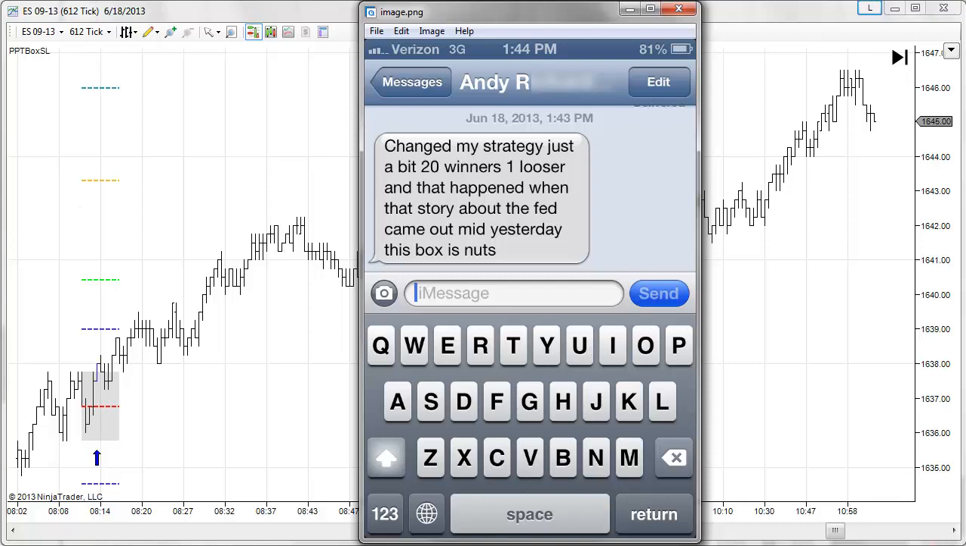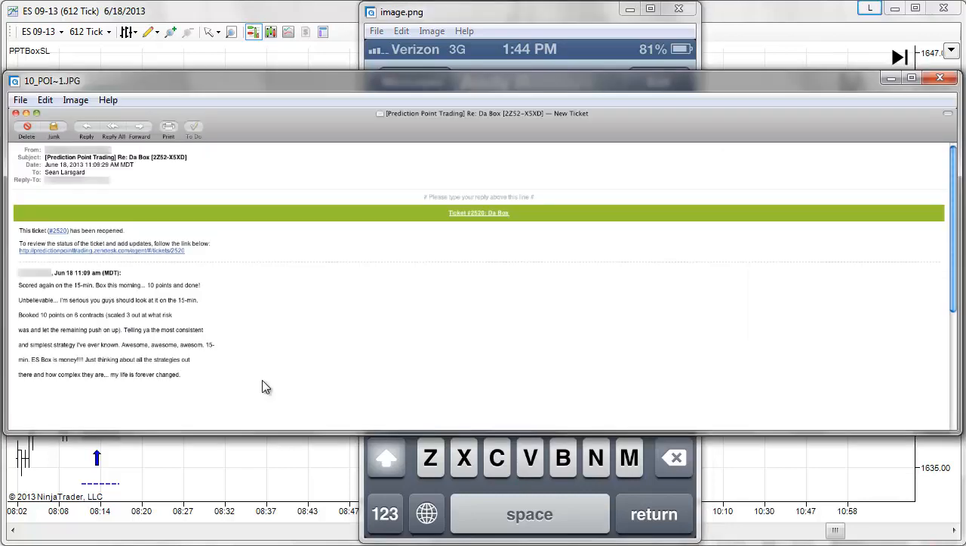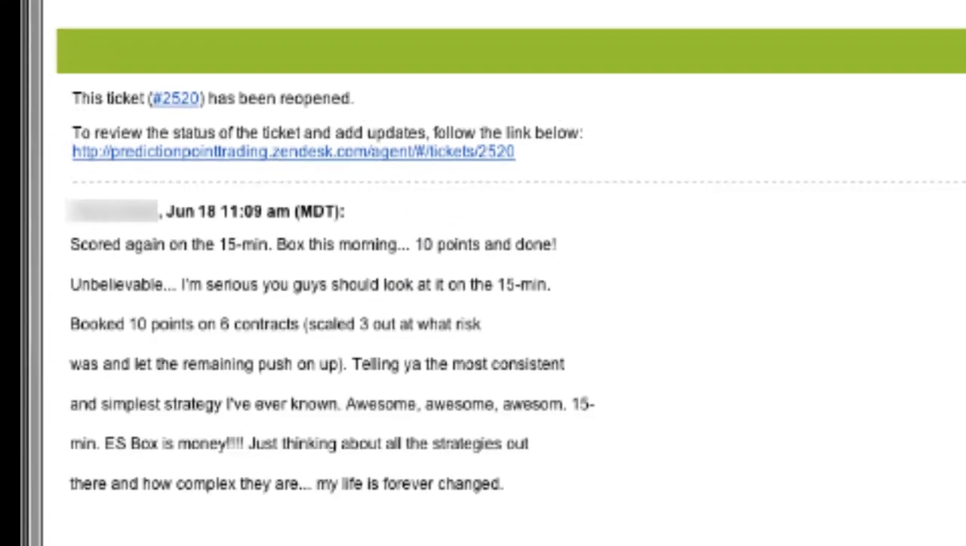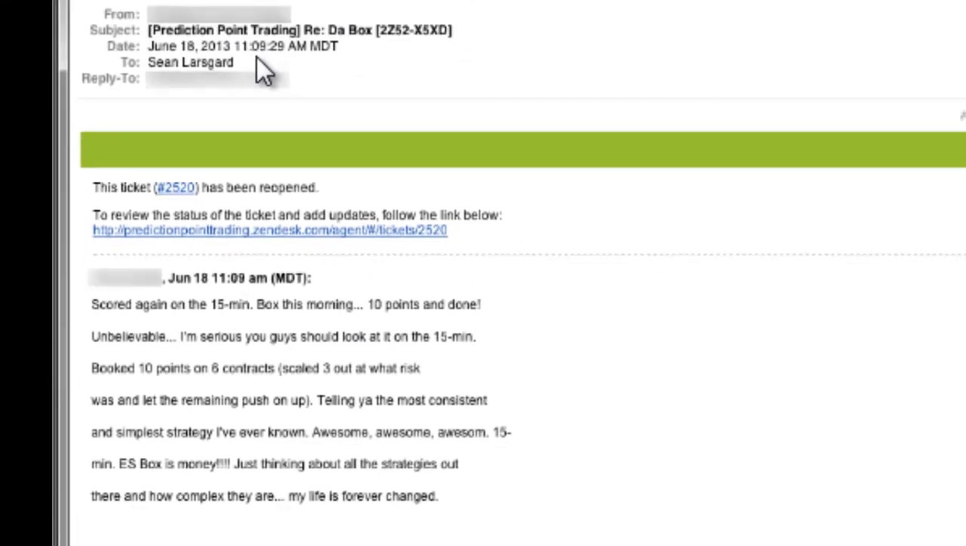The email that I got was from another person, and I got several emails yesterday, but I just wanted to show you a couple. Okay, this one might be a little bit harder to see, but it says, scored again on the 15-minute box this morning. So this guy uses a 15-minute chart for the box. 10 points and done. Unbelievable. So let's see, the timestamp of this was 11:09. So by 11 o'clock on June 18th in the morning, he had booked 10 points and is done for the day.